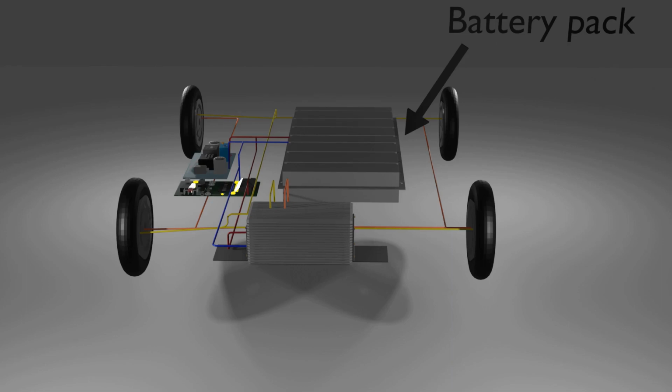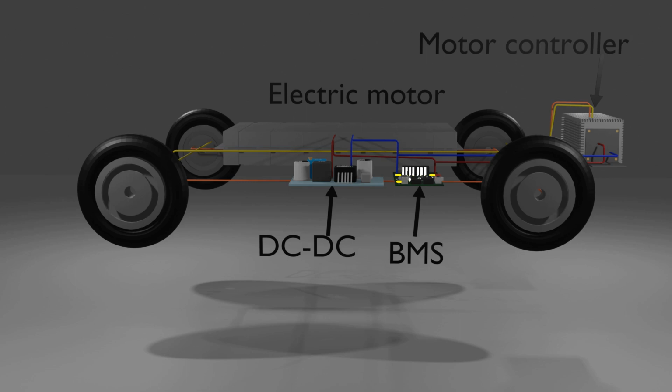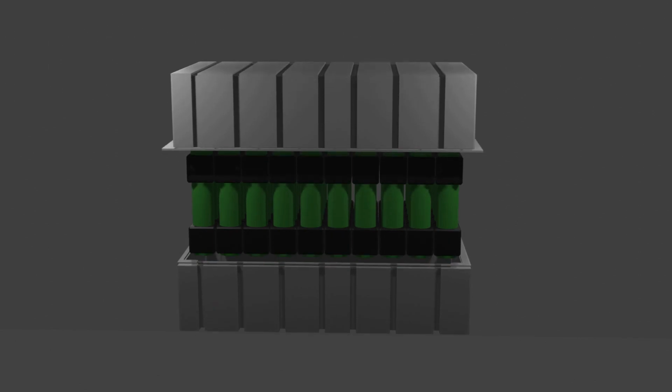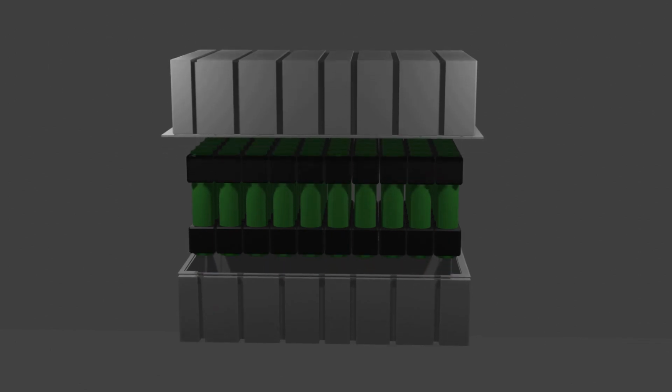An electric vehicle consists of a battery pack which serves as a source of power, a DC-DC converter, an electric motor with regeneration, a battery management system, also known as BMS, and a motor controller. A battery pack consists of a combination of cells arranged in series and parallel.